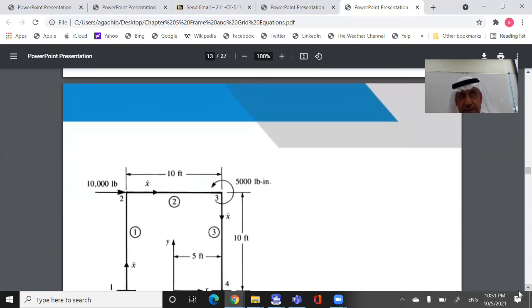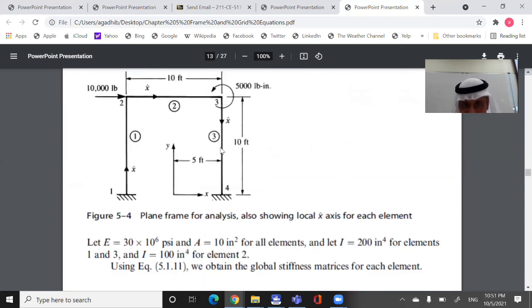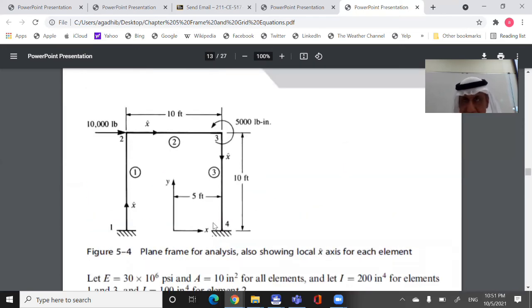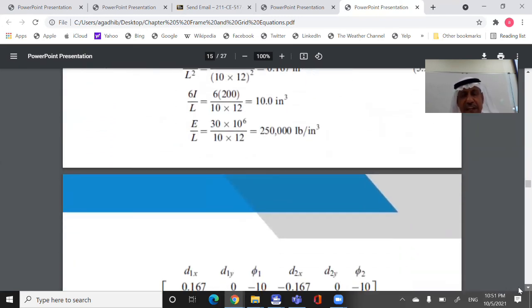But there is no C and no S here. Okay, but this is rotating with respect to X and Y. Can you tell me what is theta here? If this is the global X, and the local is X, how much is theta? 90 for element number 1. For element number 2? 0. For element number 3? Minus 90, because it's going from 3 to 4. And look at the X: this is local, this is global. So the angle from global to local is clockwise. Clockwise is negative.